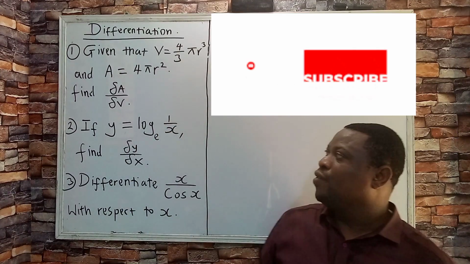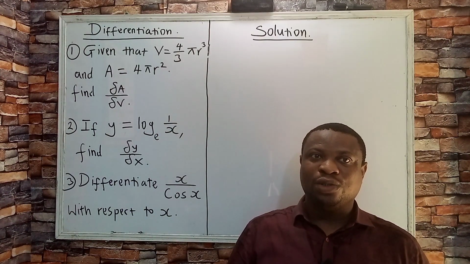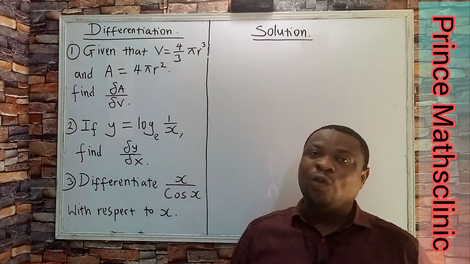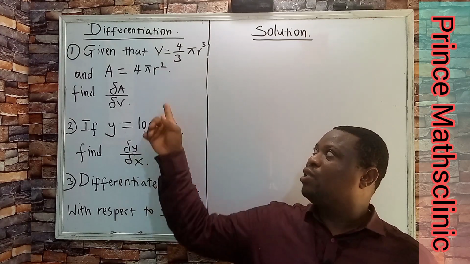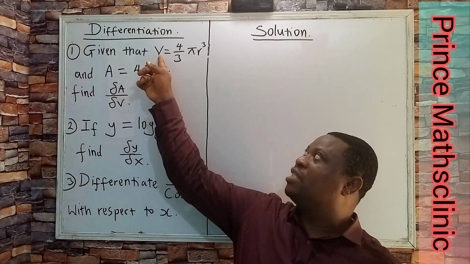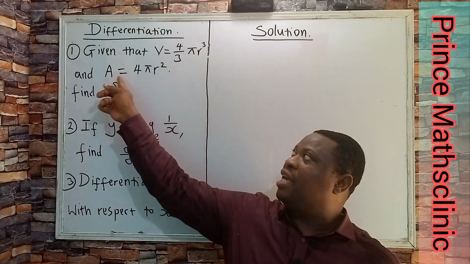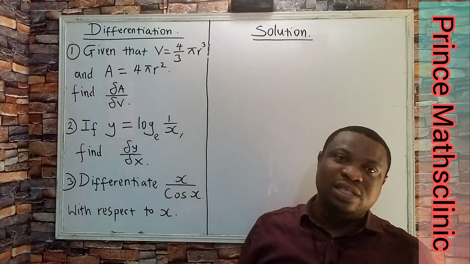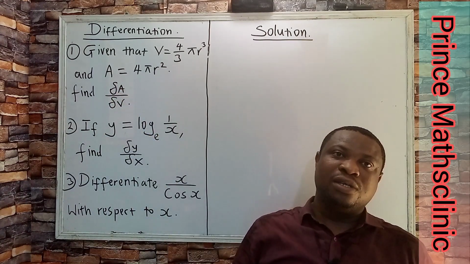Here we have three questions involving differentiation, and we will be solving them one after the other. Now let's look at the first one. It says, given that V is 4/3 pi r cubed and A is 4 pi r squared, we are asked to find dA/dV.